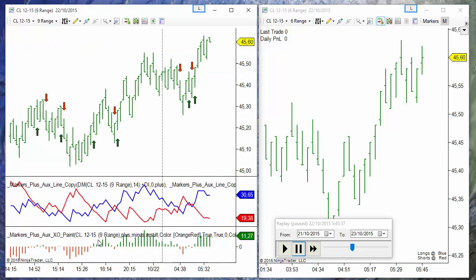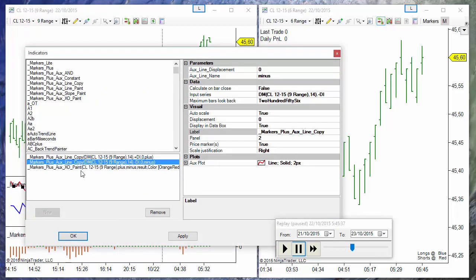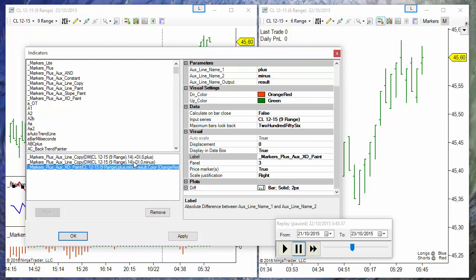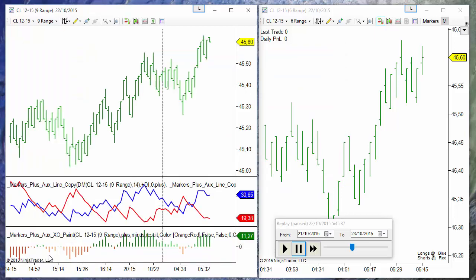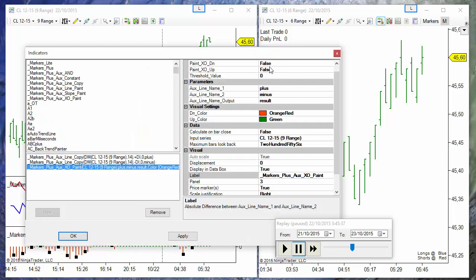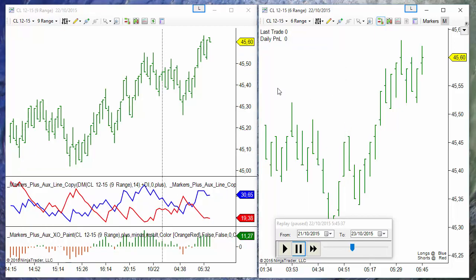And this is what we get. This histogram is the difference between those 2 lines. It is positive because the blue is over the red. It is negative because the red is over the blue. We also get signal arrows when there is a crossover. On this example I don't need the crossover signals, so I can disable them here, because I am only interested in this result. This value is copied to the result variable. Now I can use this on markers.